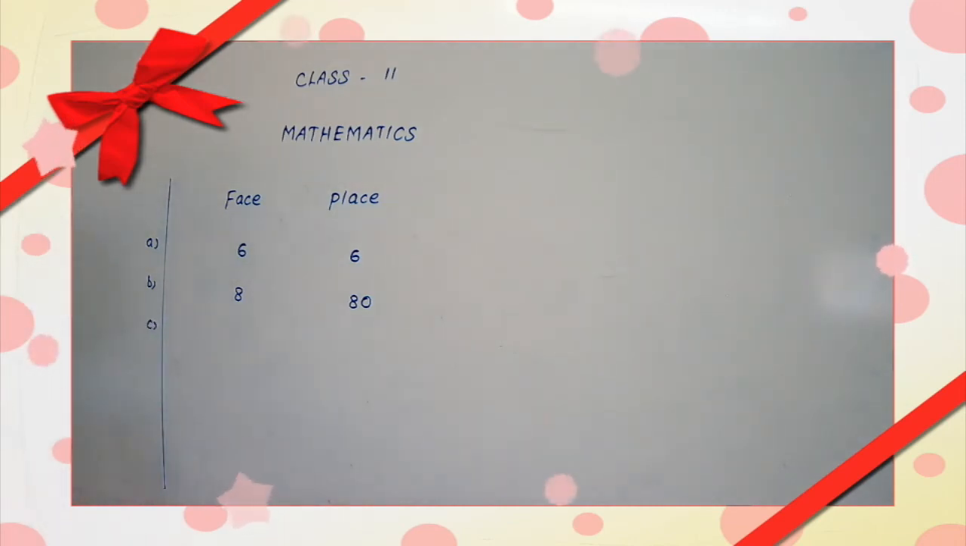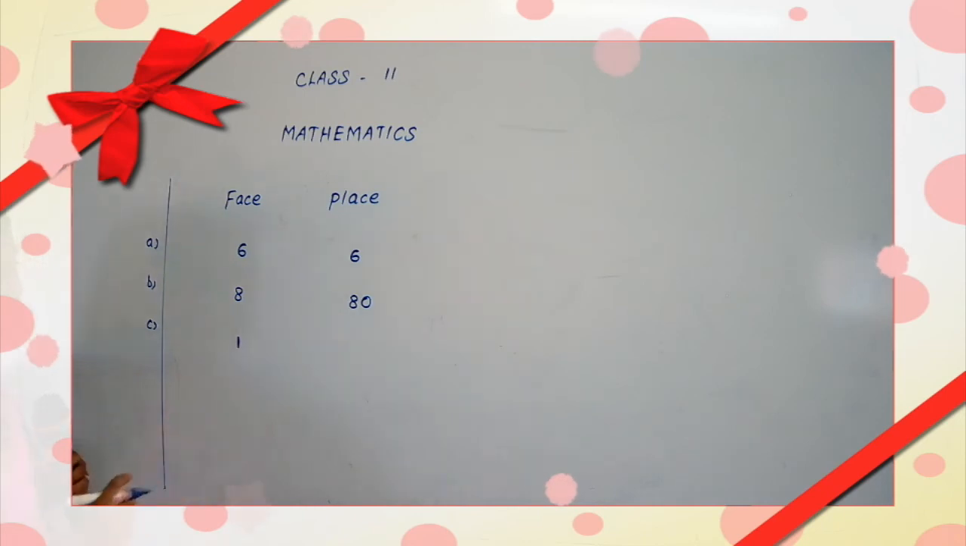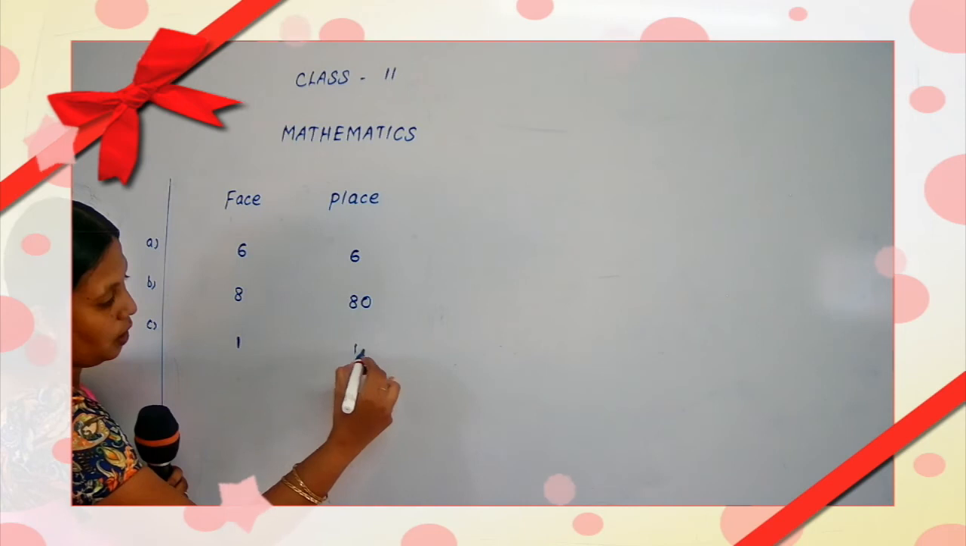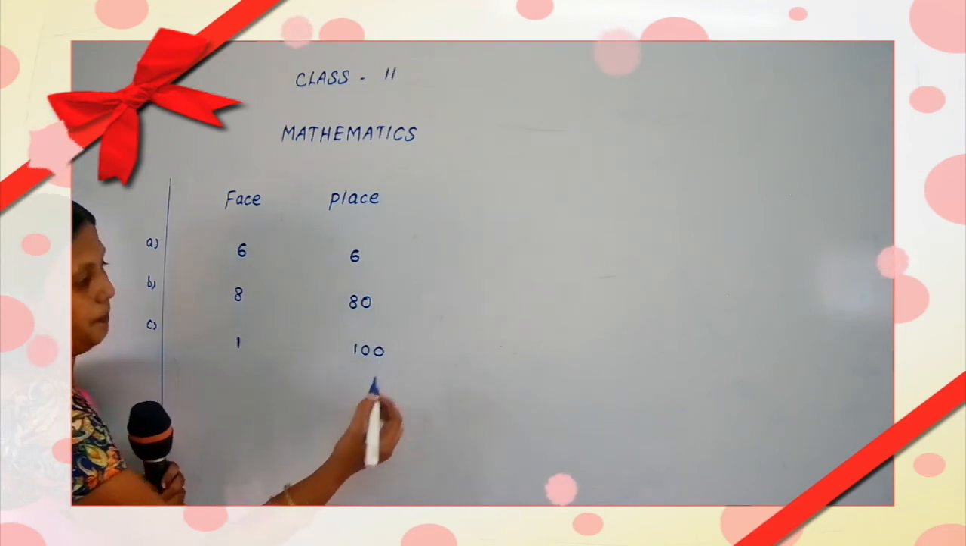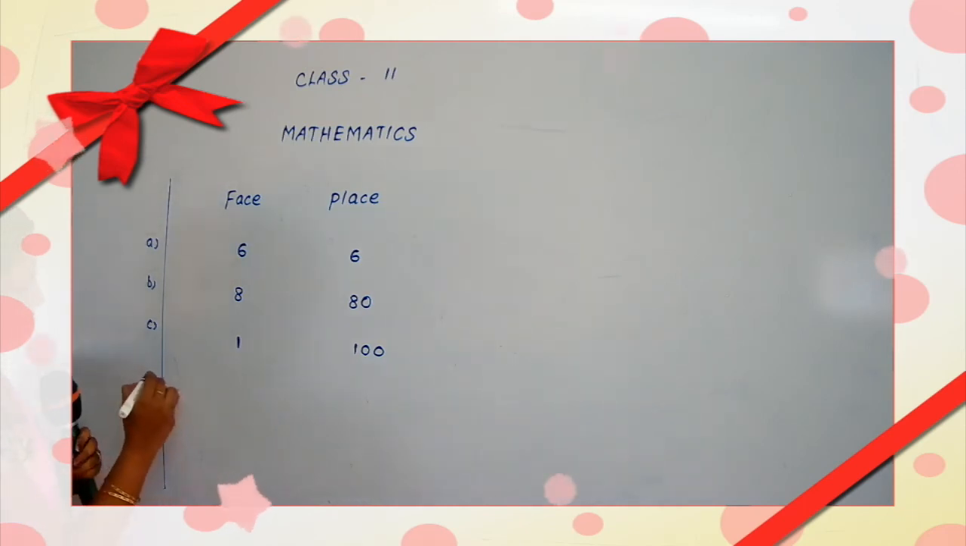Then you see the third one. The face value is 1. The underlined digit is 1. And the place value, where is the 1? In the 100 place. Yes, hundreds place or tens place? Hundreds place. So this one you multiply by 100, which means 100. Okay, you should mention the place.